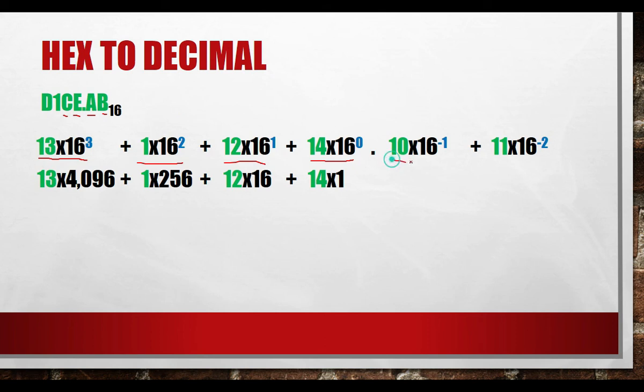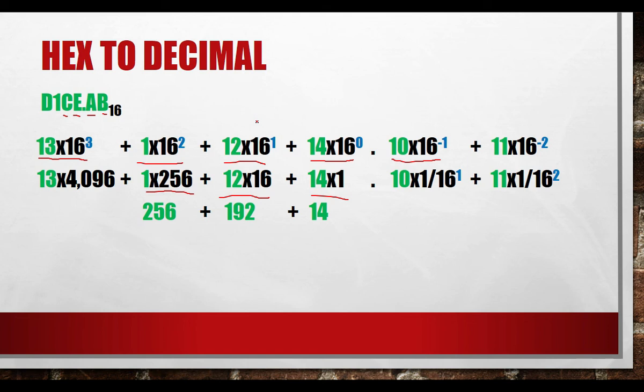And then let's move to the fractional part: 10 times 1 over 16, plus 11 times 1 over 16 squared. Okay, so let's start with the whole number. This gives us 14, and this one, that is 192. This gives us 256, and then the last part of the whole number is 53,248.